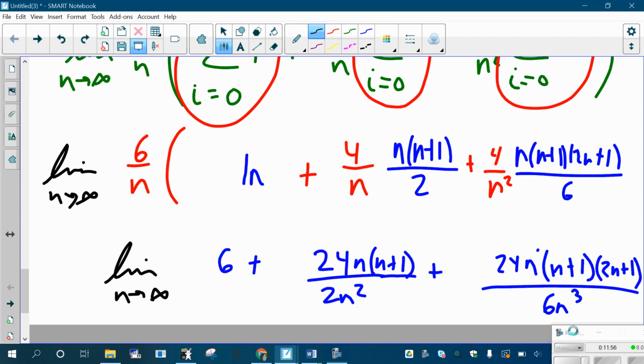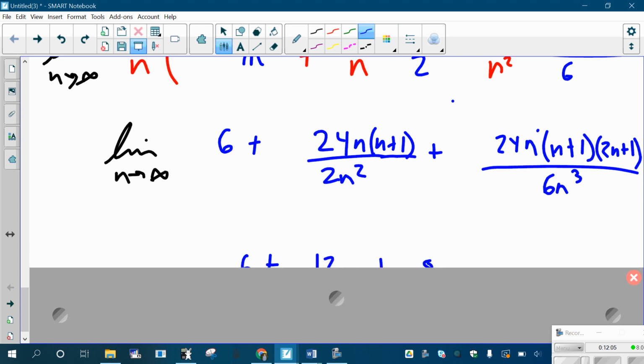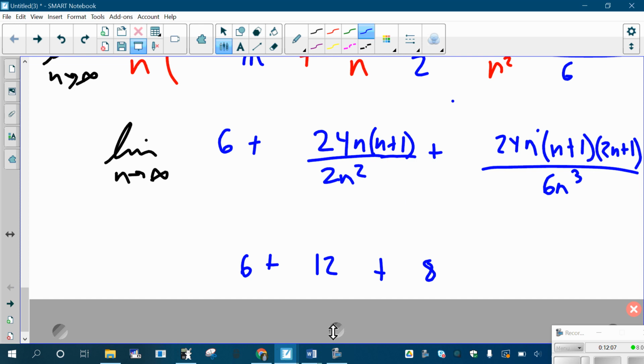And now I'm ready to evaluate this limit based on top heavy, bottom heavy stuff, okay? The first thing is just 6. That's easy. The second term is 24 n squared over 2 n squared. Since it's squared over squared, I just look at the ratio of the coefficients. 24 over 2 is 12.